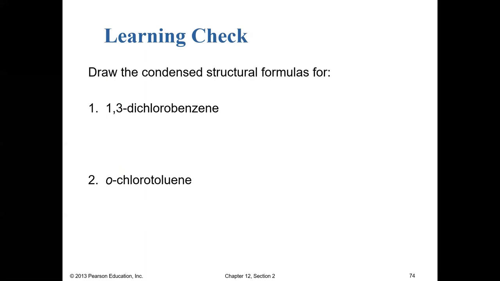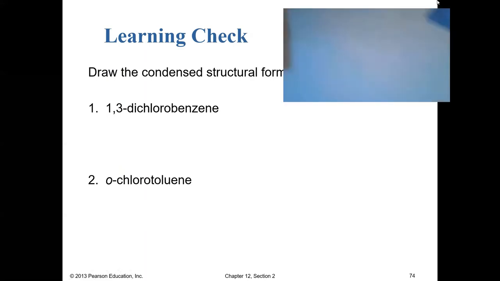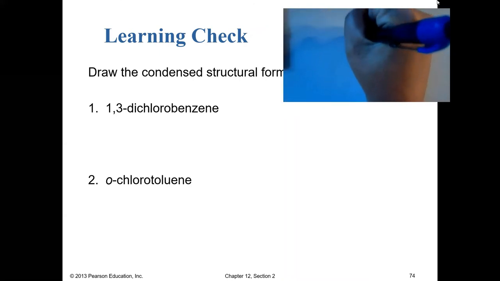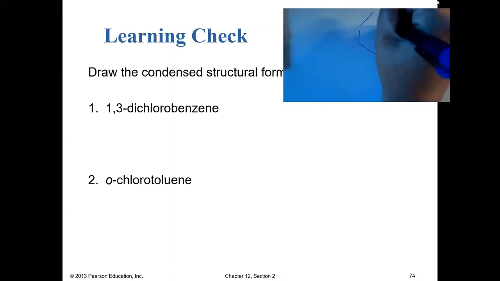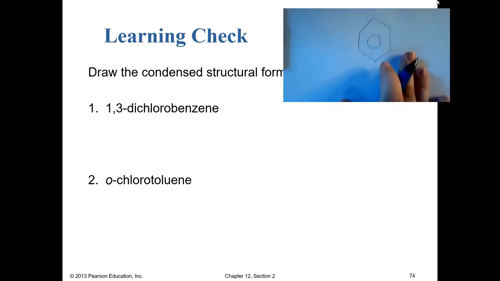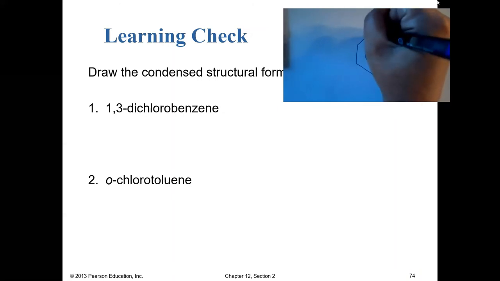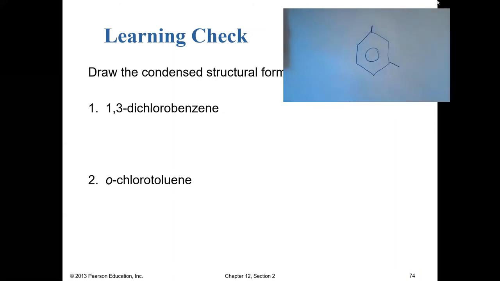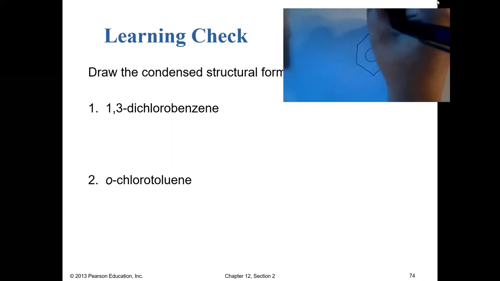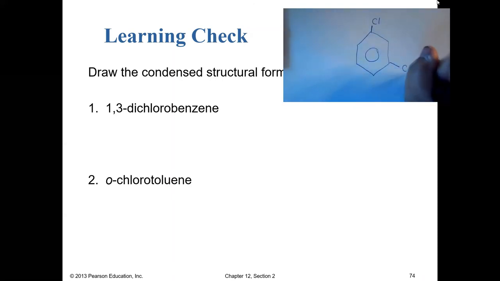So let's take a moment and just draw some structural formulas, okay? These are more of the kinds that I might actually ask you. In this case, I'm asking you to draw a 1,3-dichlorobenzene. So remember, draw the benzene ring. That's the first thing we're going to do to start with. And at position 1 and position 3, we have something. We have a dichloro, that means you have a Cl, Cl. 1,3-dichlorobenzene.